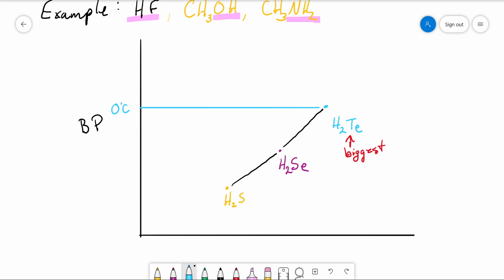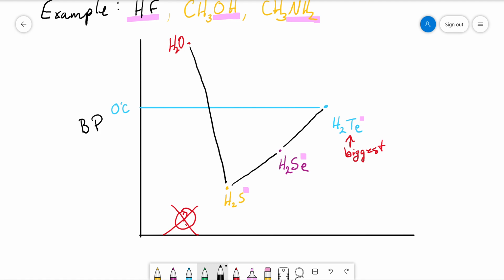Where does H2O go? Why would I bring up H2O? Well, H2Te right there. Then above Te on the periodic table is Se. Then above Se on the periodic table is S. What's above S on the periodic table? Oxygen. So we need to plot H2O. Are we going to plot it down here somewhere? No. Because we all know the boiling point for water is well above freezing, well above 0 degrees Celsius. Again, not to scale, but there it is.